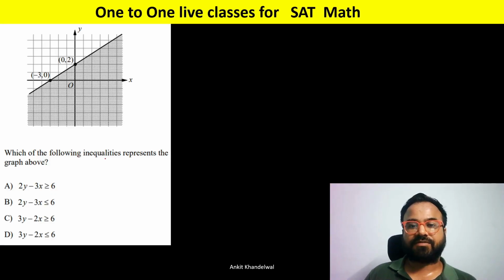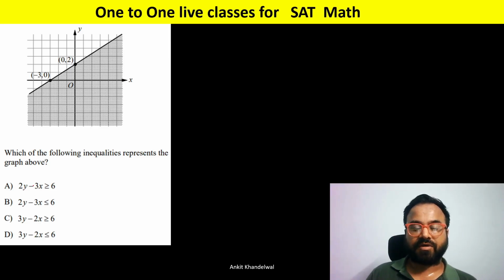Here also it says which of the following inequalities represent the graph above. So it is a solid line, so equality should be there. In all of them we are having the equality. So let's check the 0, 0 first. Which one is satisfying the 0, 0?